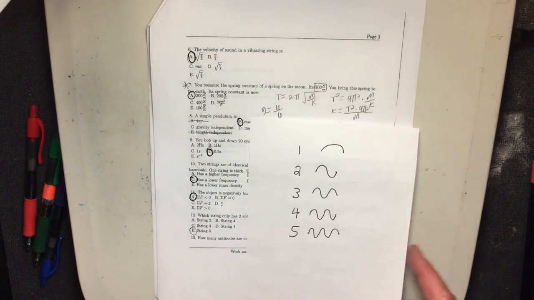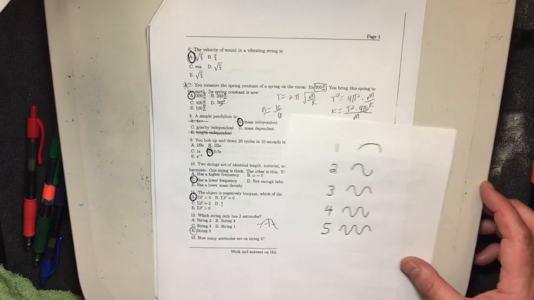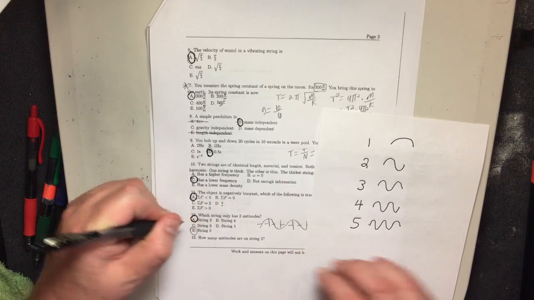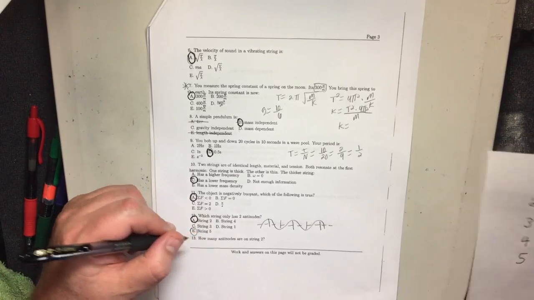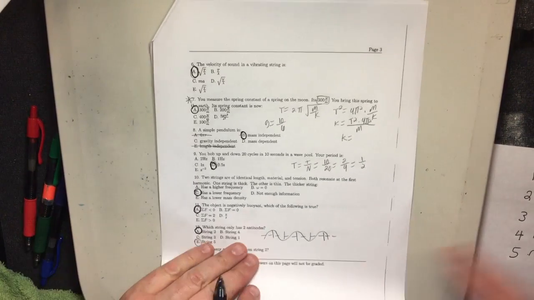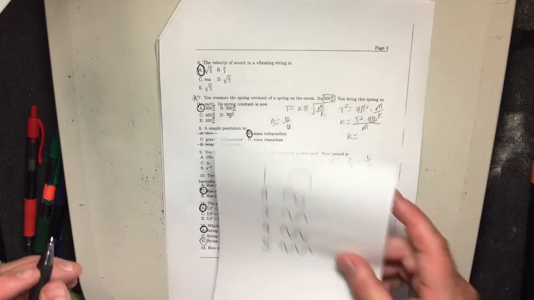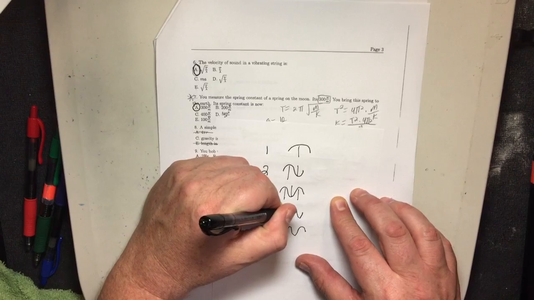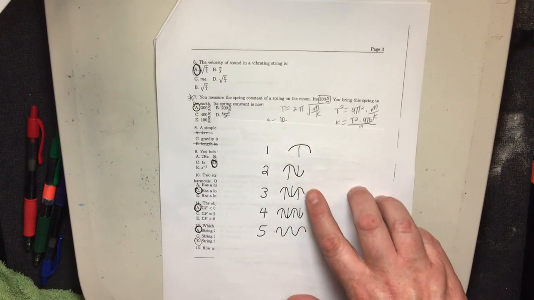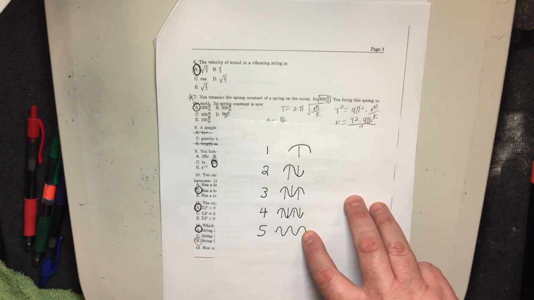Which string has 2 antinodes? Two. And in this case, it's the same thing for 13. I'm just guessing how I wrote these. The antinodes are the parts that move the most. Yeah. So there's 1, 2, 3, 4, 5 antinodes. 2, 3, 4, 5, 6 nodes.